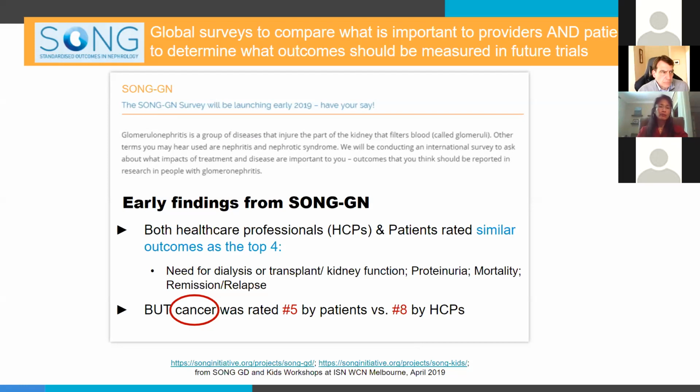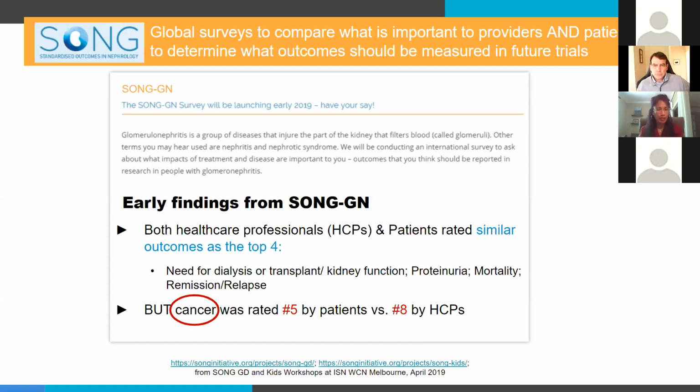And so for SONG-GN, the initial findings were talked about last year, and they found that for the top four things, healthcare professionals and patients rated the top four similarly. So we're all concerned about the need for dialysis, proteinuria, mortality and dying from these diseases, and the occurrence of remission and relapse. But as the fifth most important thing to patients was cancer, whereas to the healthcare professionals, they rated cancer number 8. So that was very eye-opening.